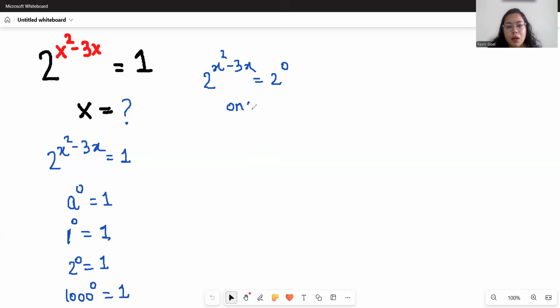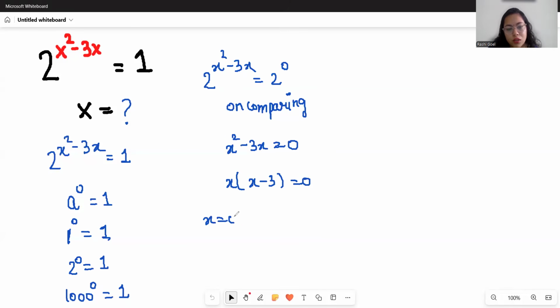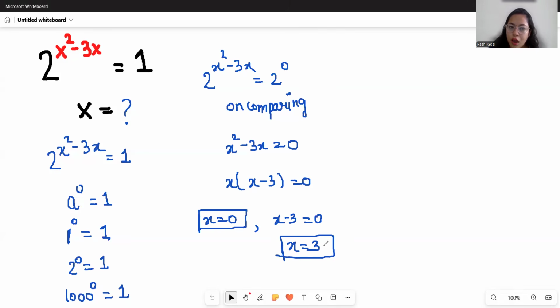Now on comparing both sides, if the bases are equal, their powers are also equal. So x square minus 3x equals 0. So we can take x as common. So x into x minus 3 equals 0. Now both the factors equal 0. So first value of x is 0, and second is x minus 3 equals 0, so x equals 3. So these are the two values of x.